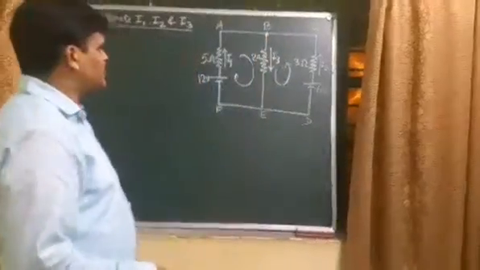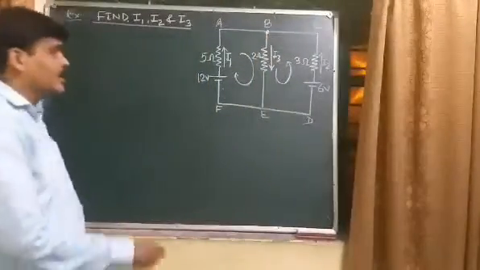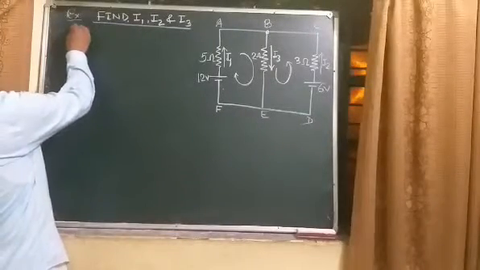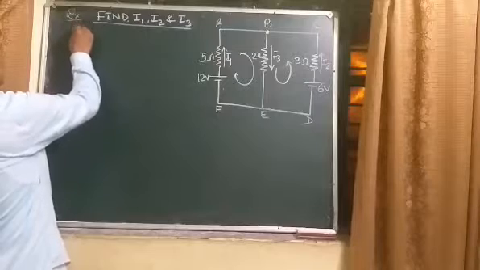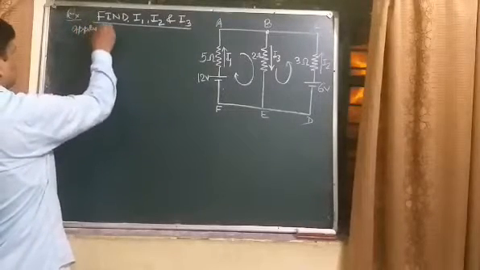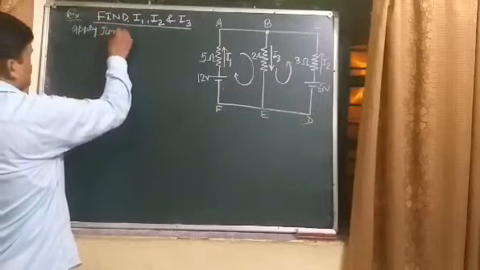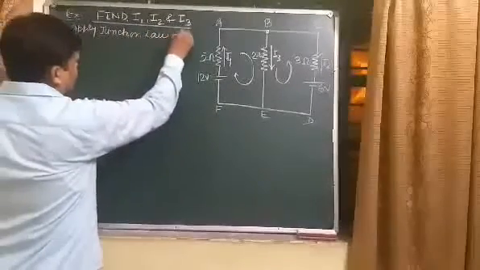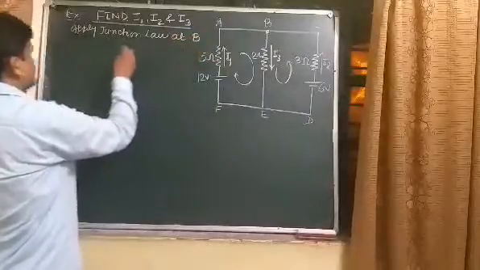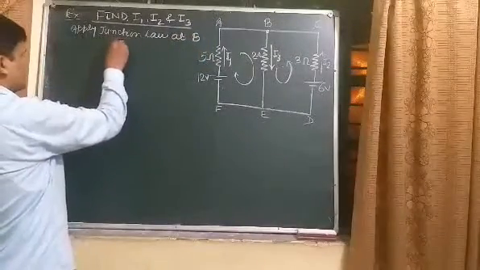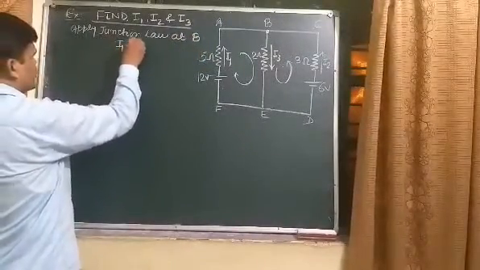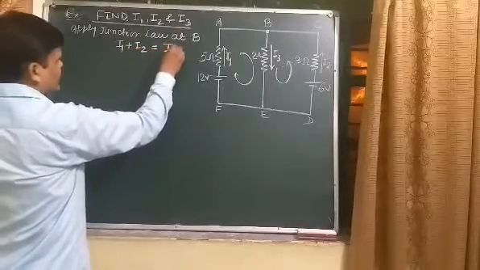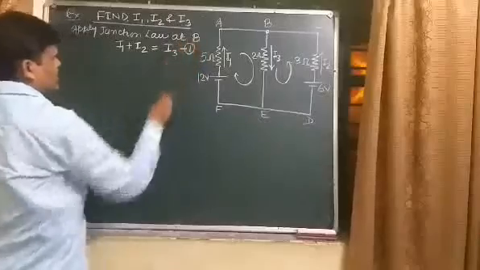Junction law, that is what? Algebraic sum of current at any junction must be 0. So junction law applied at B, and here I1 plus I2 meet and it becomes I3, and this is equation 1.